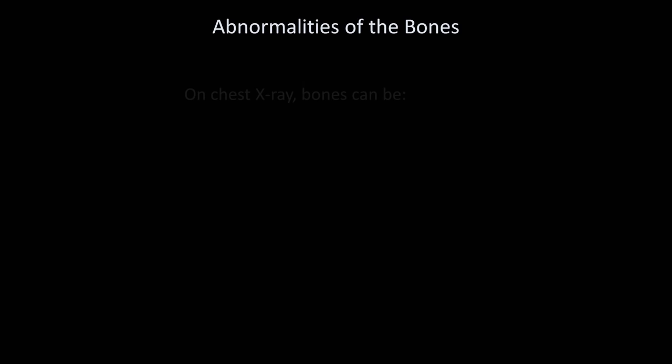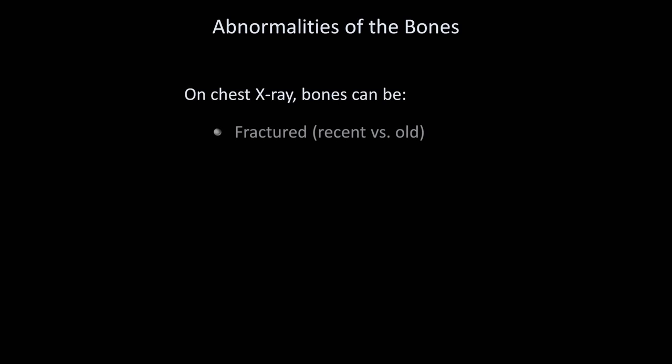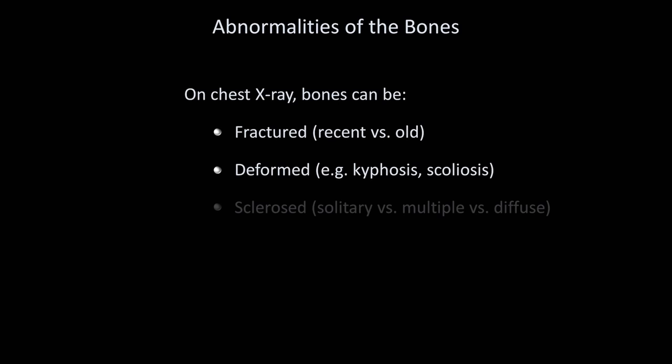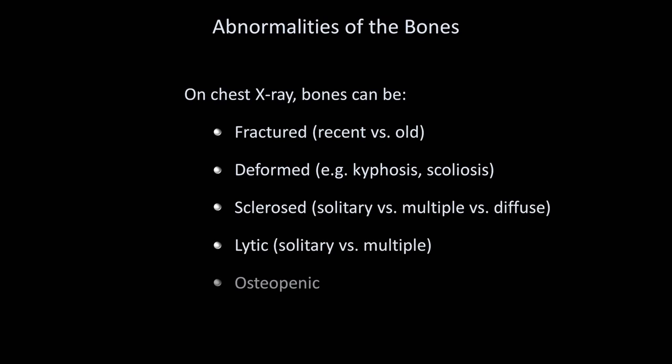Let's move on to bones. On chest x-ray, bones can either be fractured, deformed, sclerosed, lytic, osteopenic, or notched, which applies just to ribs. In particular, identifying osteopenia on a chest x-ray is very difficult. I don't recommend doing that unless you are an experienced radiologist, and I won't talk about it more here.